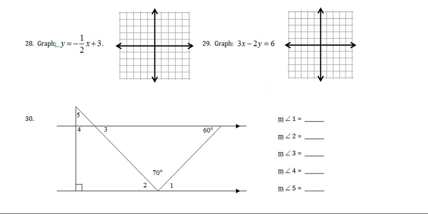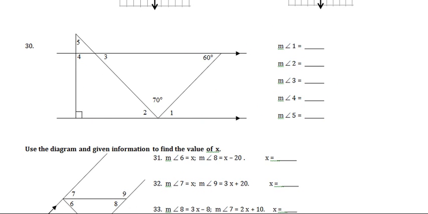Next, we have this triangle looking thing, and we know the three angles of a triangle equal 180 degrees. So we know that 60 plus 70 is 130. So I know I have angle 3, I'm trying to find that. Angle 3 equals 60 plus 70 equals 130, which means that when I subtract it over, this is going to be 50 degrees.